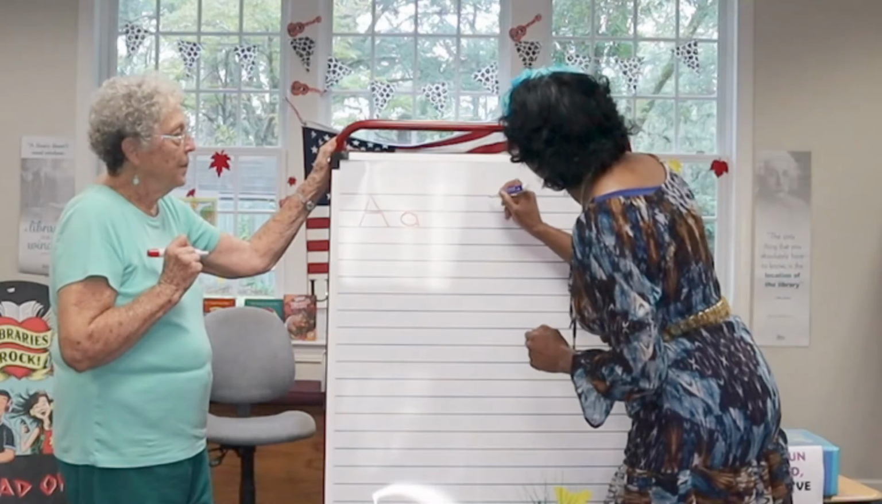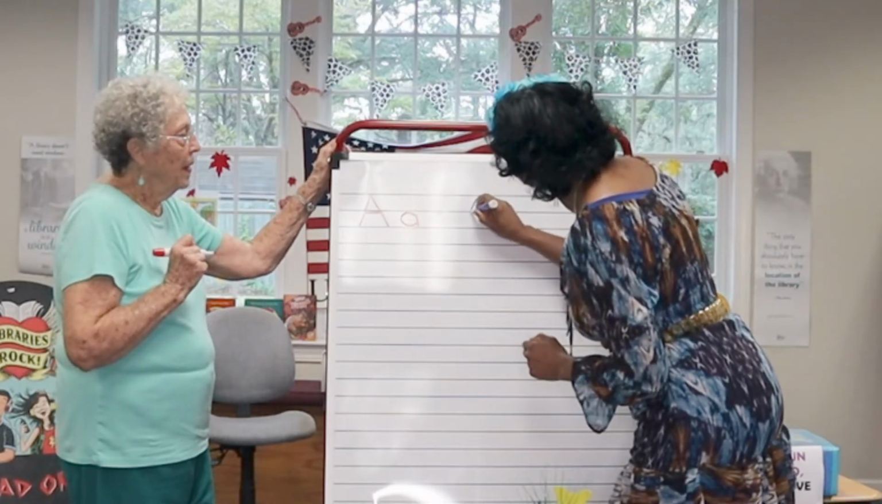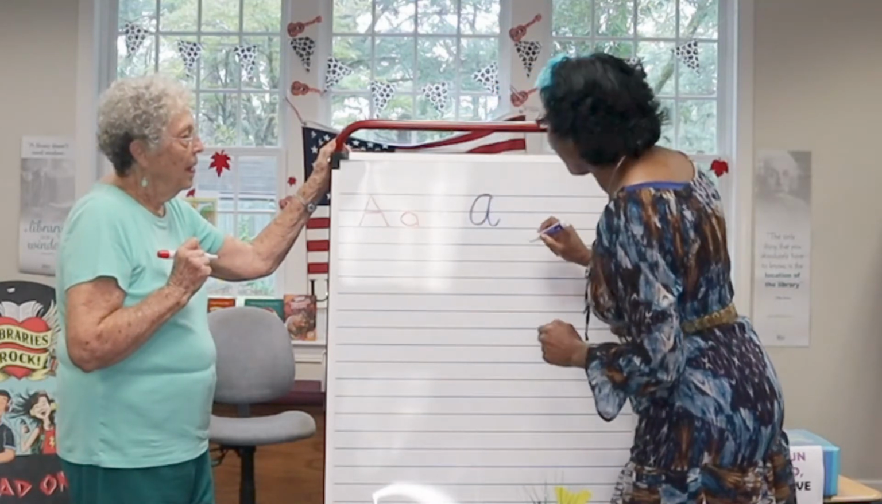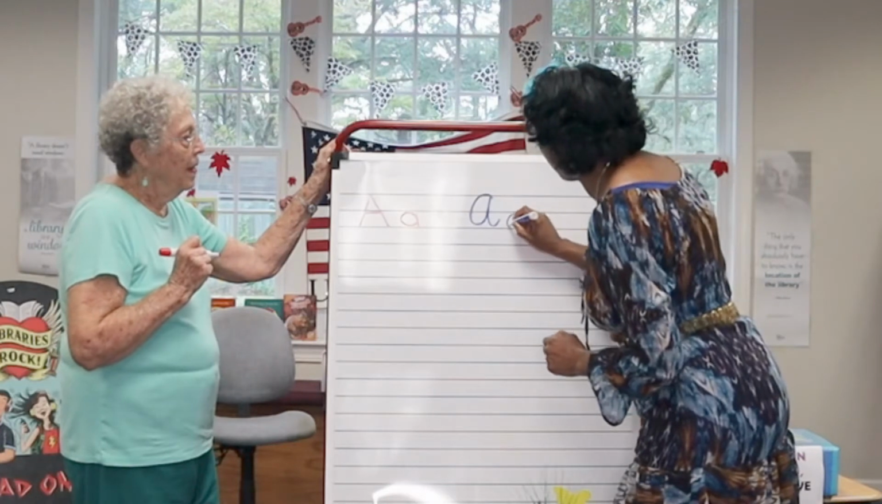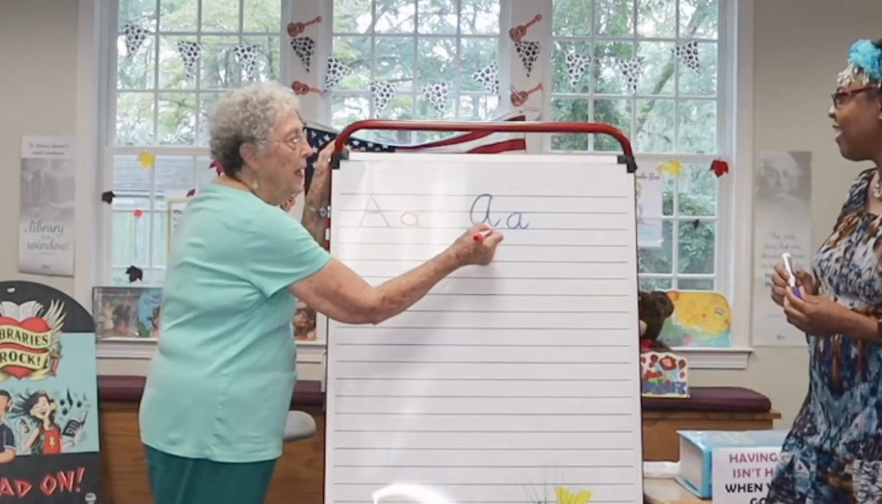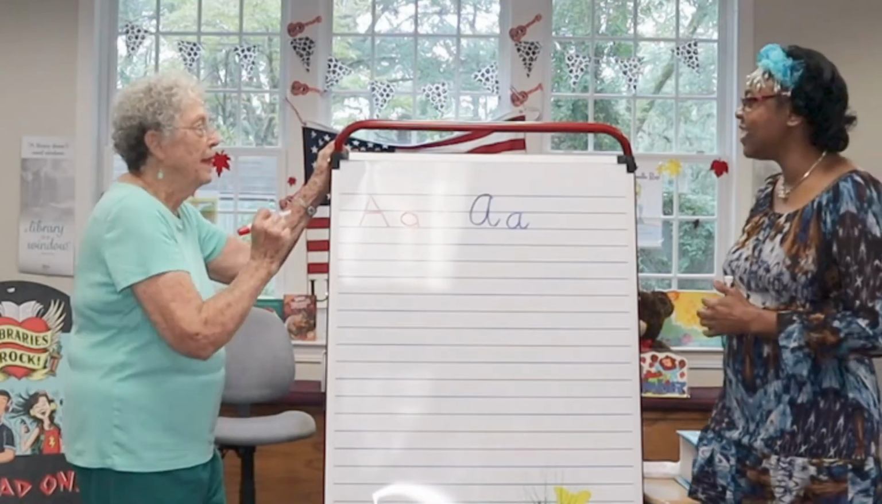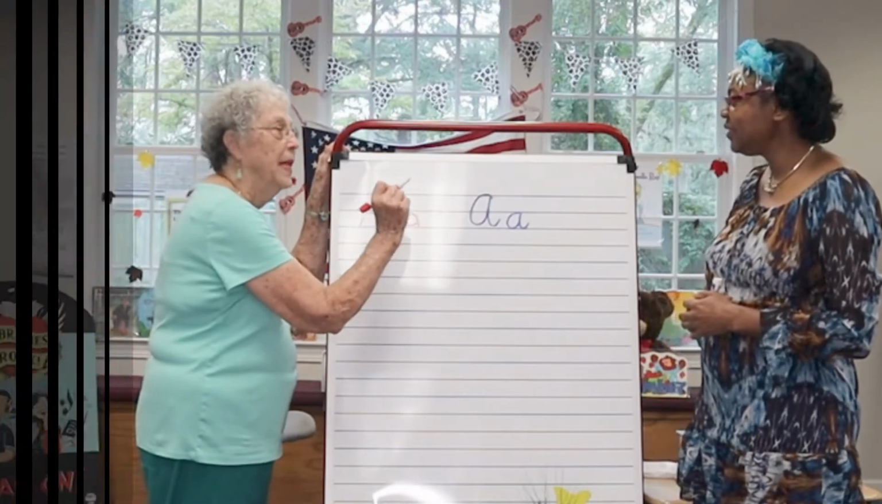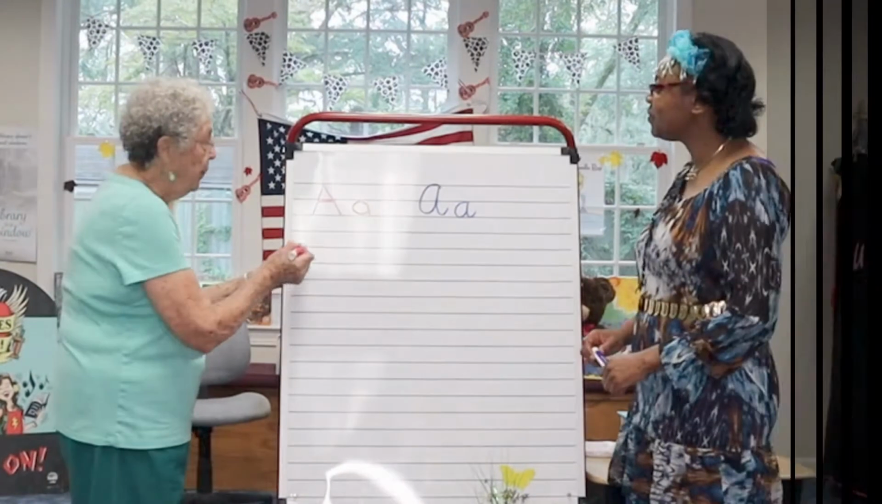So I'm going to make a capital A and a lowercase a. Great. Now you see your curved line here, that's the tail. Yeah. That's going to hook on to your next letter. Now we're going to go to B.